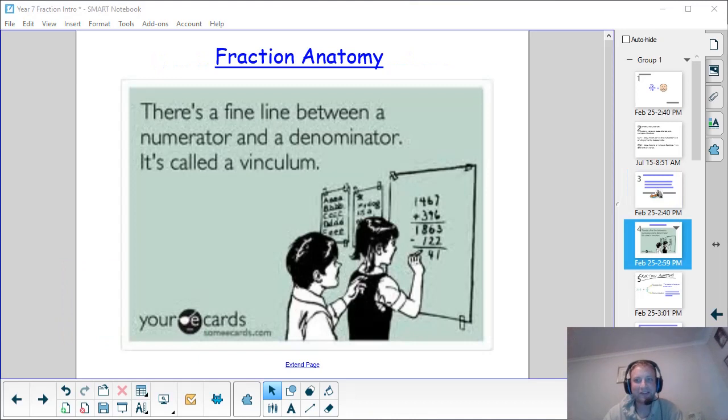So the first thing you're expected to learn from this unit of work on fractions is that there is a numerator, there is a denominator. One's on the top, one's on the bottom. You got to know which one's which.